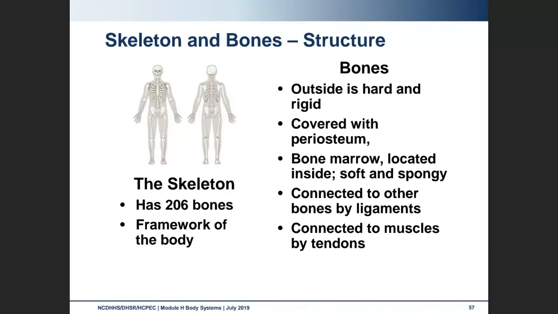Now, we have skeletons and bones, right? So our skeleton, we have 206 bones. They are the framework of our body. On the outside, our bones are hard and rigid and contain blood vessels. The inside of our bones are soft and spongy. That's the bone marrow, and that's where blood cells are made and stored. Bones are connected to other bones by ligaments, and as mentioned, they're connected to muscles by tendons.